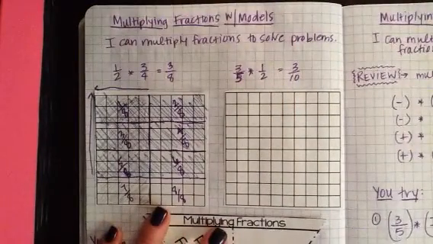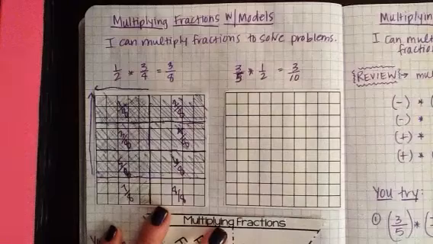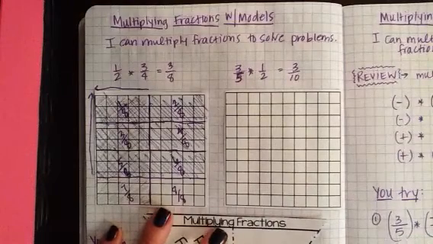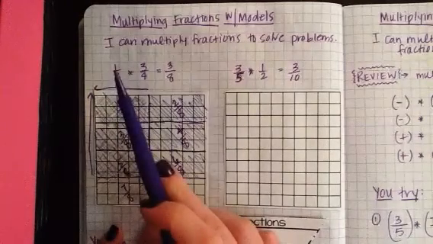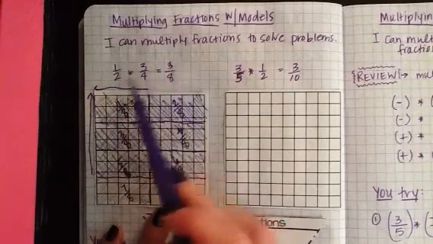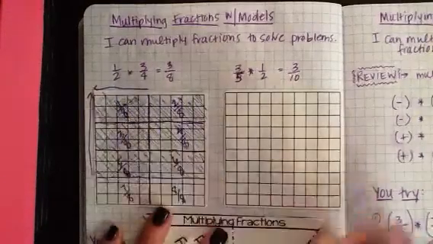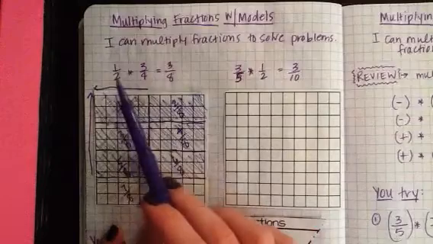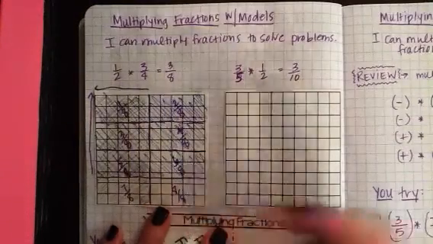So the product of 1/2 and 3/4 is 3/8. Another way you can think about that is I'm just moving across here. 1 times 3 is 3. 2 times 4 is 8. So you're multiplying numerators and then multiplying denominators.